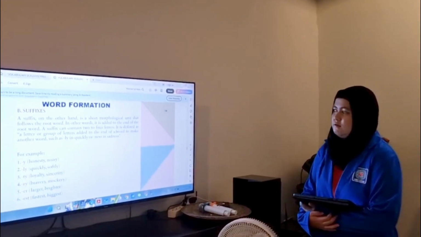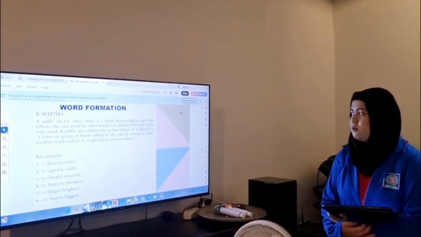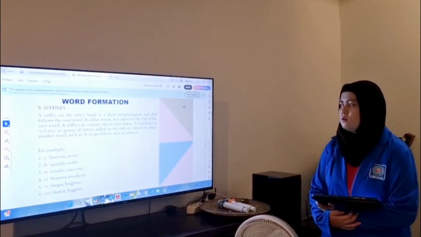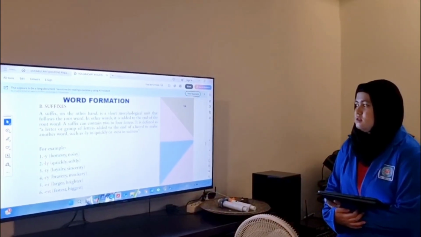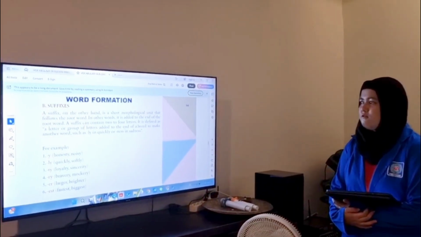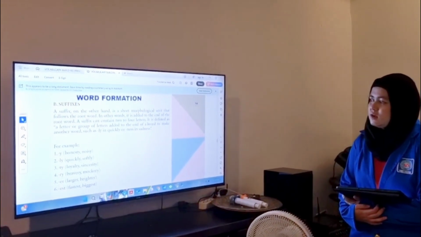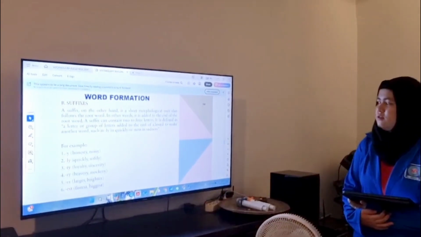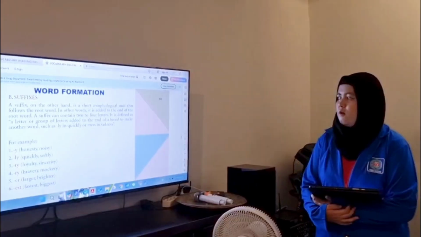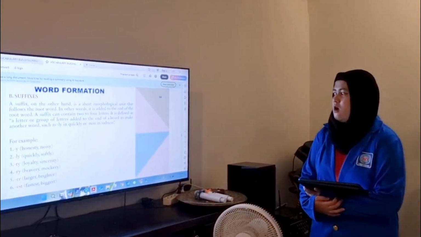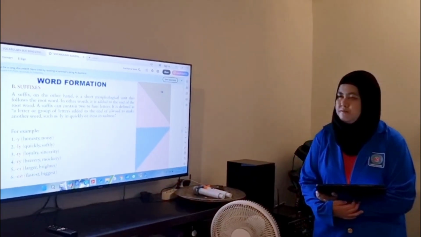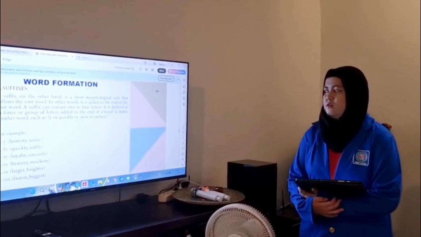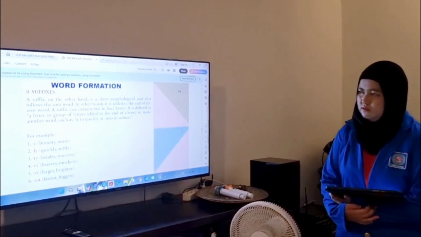suffixes. A suffix, on the other hand, is a short morphological unit that follows the root word. In other words, it is added to the end of the root word. A suffix can contain 2 to 4 letters. It is defined as a letter or group of letters added to the end of a word to make another word, such as ly in quickly or ness in sadness.